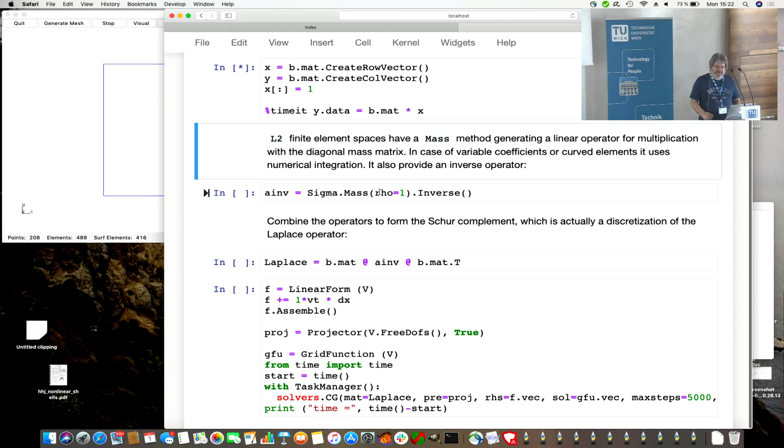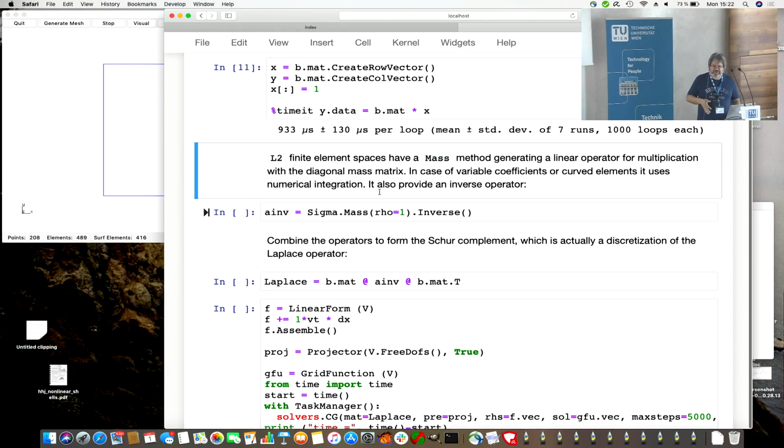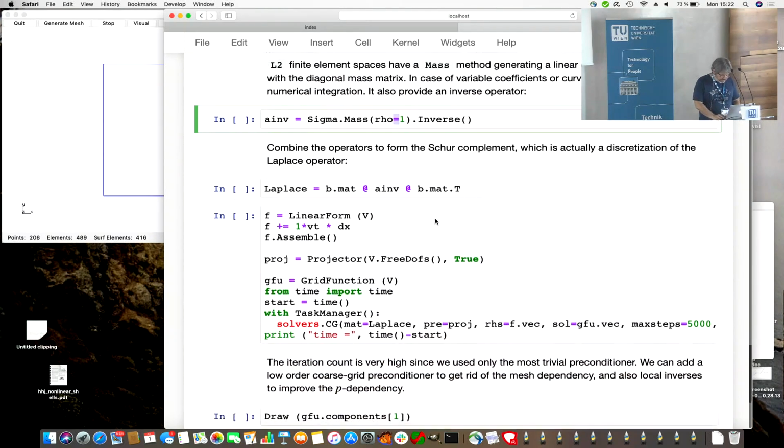Okay, now we want to utilize also that the mass matrix is diagonal, or block diagonal, and this is provided by a certain mass operator provided by the L2 space. We can ask the L2 space or the vector L2, please give me your mass matrix with an improved implementation. You can give also a coefficient function, which goes into the integral, and this gives you also an inverse operator, also with an improved implementation.